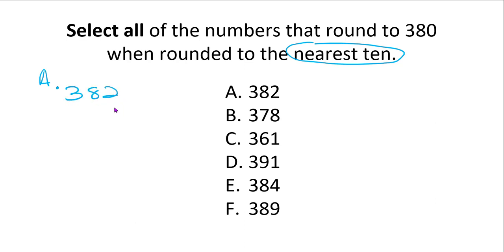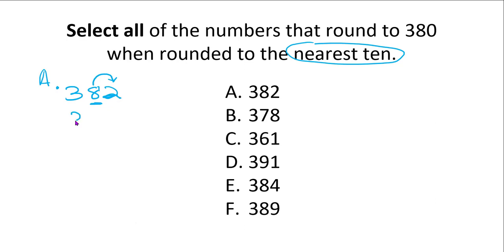382, rounded to the nearest 10. We are going to focus on the digit that's in the tens place, since we're rounding to the nearest 10. It's very important also that we look at the digit next door, because that digit next door is going to determine if the digit that's on the line will either increase by 1 or remain the same. If the digit next door is 5 or more, then the digit on the line will increase by 1.